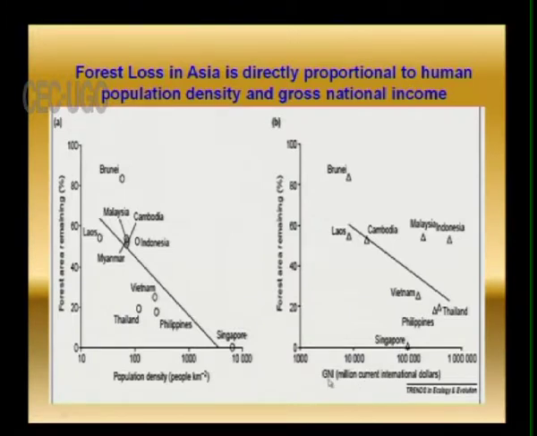And here, as the gross national income increases, again the forest remaining decreases. For what purpose are people converting the forest? For making industry or dwelling places. When the forest is converted into industry and so on, naturally the gross national income increases, and that results in decreasing forest coverage. So there is a negative correlation between population density, gross national income and forest coverage.